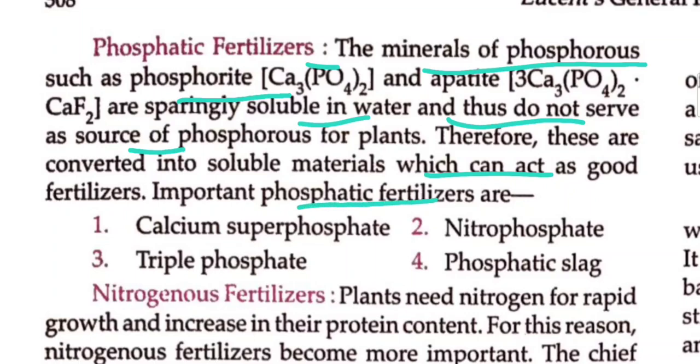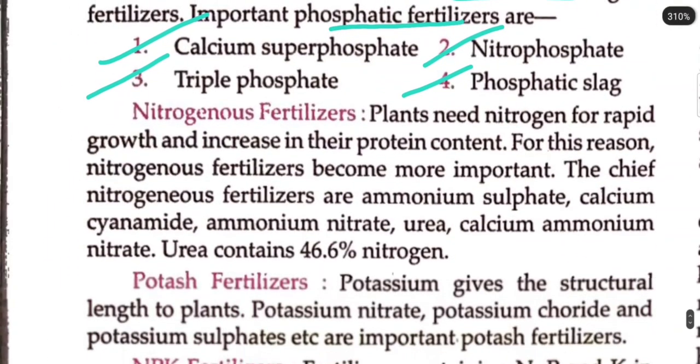Important phosphatic fertilizers are calcium superphosphate, दूसरा नाइट्रोफॉस्फेट्स, तीसरा ट्रिपल फॉस्फेट, चौथा फॉस्फेटिक स्लैग.